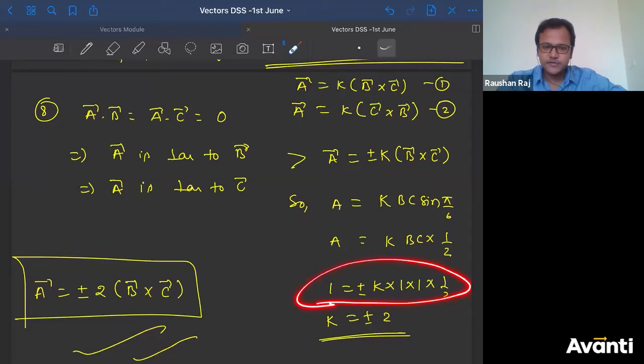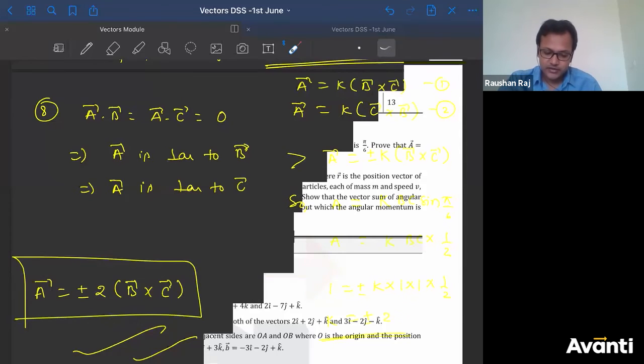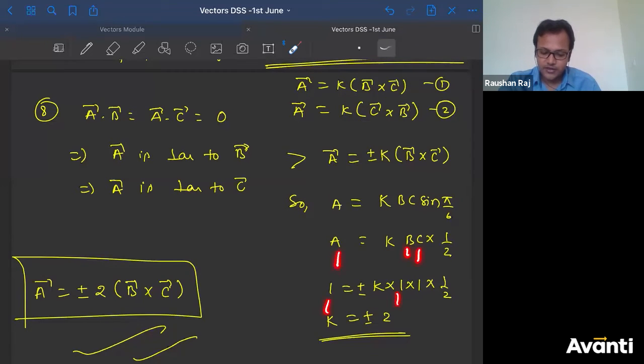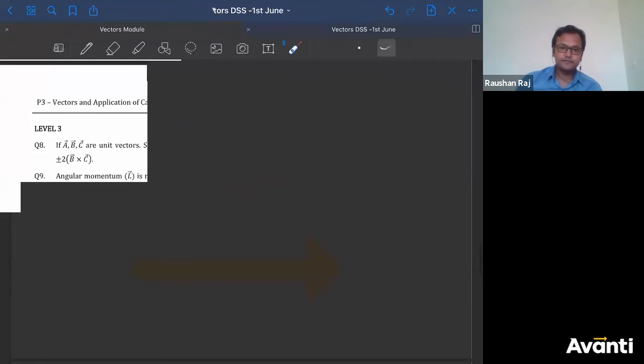I have just solved this, bacha. B is 1, C is 1, A is 1. ठीक है, सब put करेंगे. 1 is equal to plus minus k into 1 into 1 by 2. I'll get k is equal to plus minus 2. Read the equation. I think you have not read the equation. A, B, C are unit vectors. What is the magnitude of a unit vector? That is 1. That is what I have put here. 1, 1, 1. That's it. ठीक है? चलो. Next question. Come on, guys. Next question.